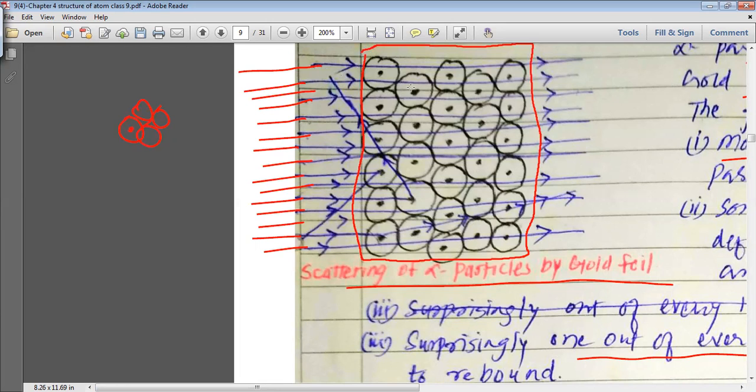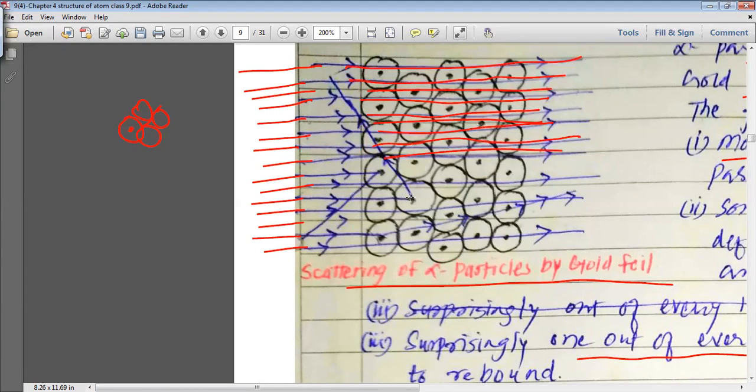So when these alpha particles fall on the gold foil, you can see that most of the particles pass through in a straight line. See, this is a straight line, this is a straight line, again a straight line. You can see most of them pass through in a straight line.